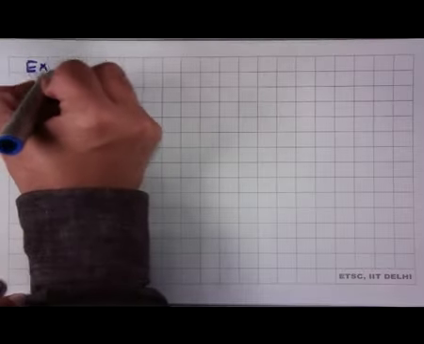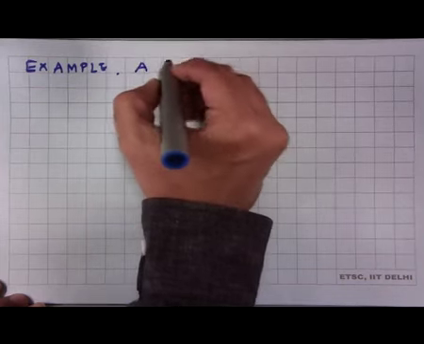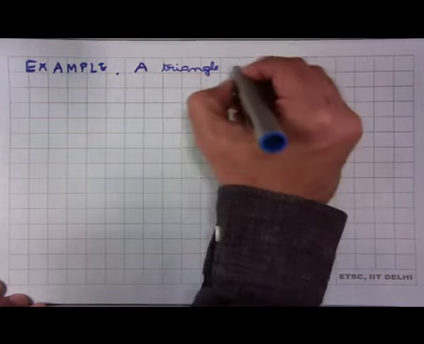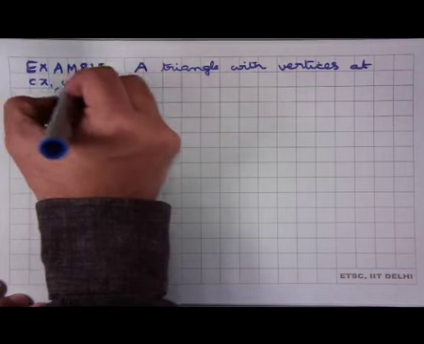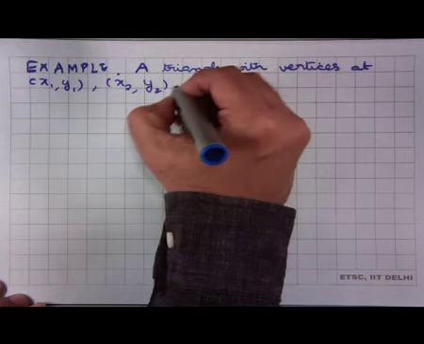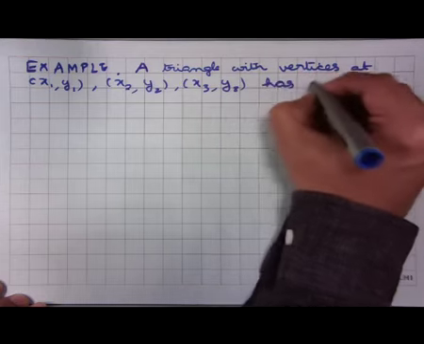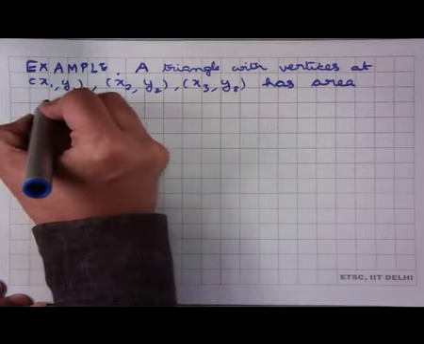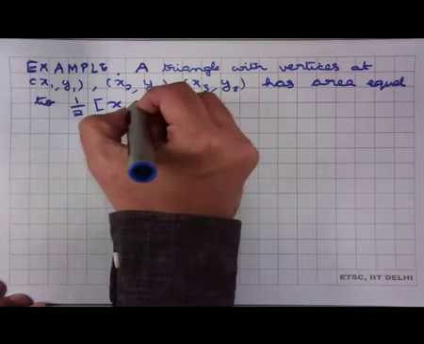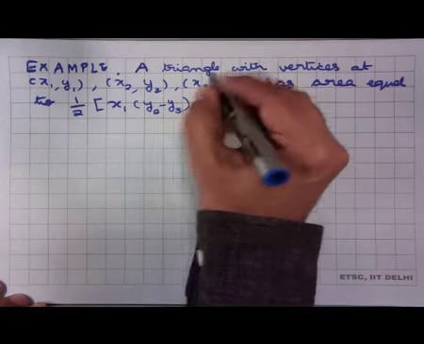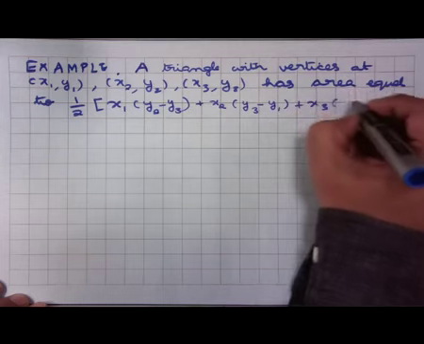So, the example here is the following, a triangle with vertices at x1, y1, x2, y2 and x3, y3 has area equal to half x1 (y2 minus y3) plus x2 (y3 minus y1) plus x3 (y1 minus y2).